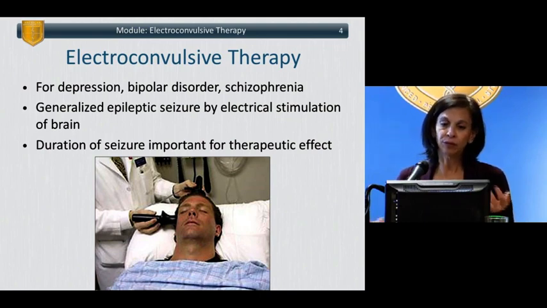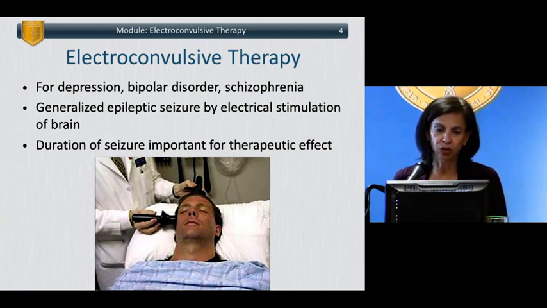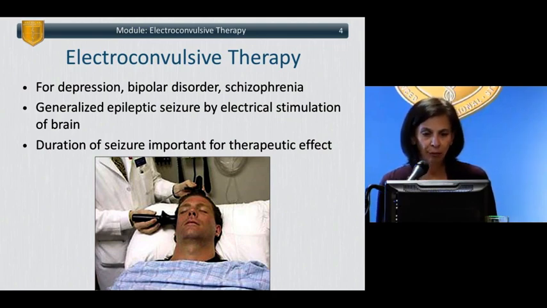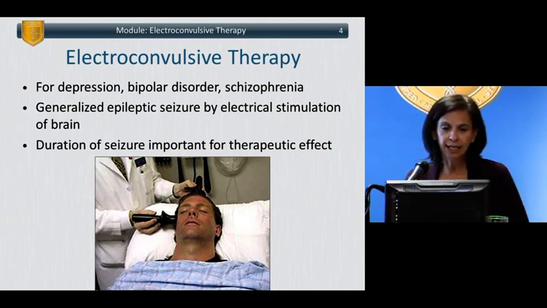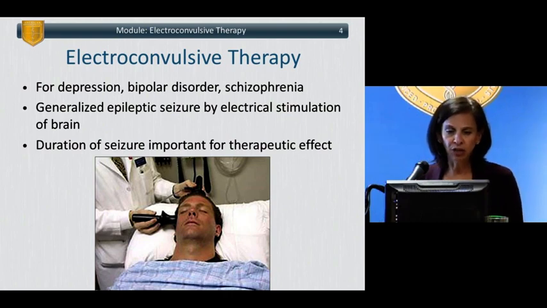So, most of you probably know that ECT is most commonly used for depression, bipolar disorders, and schizophrenia, but most commonly depression. It's basically a generalized induced epileptic seizure by electrical stimulation of the brain. The most important aspect is the duration of the seizure for its therapeutic effect.